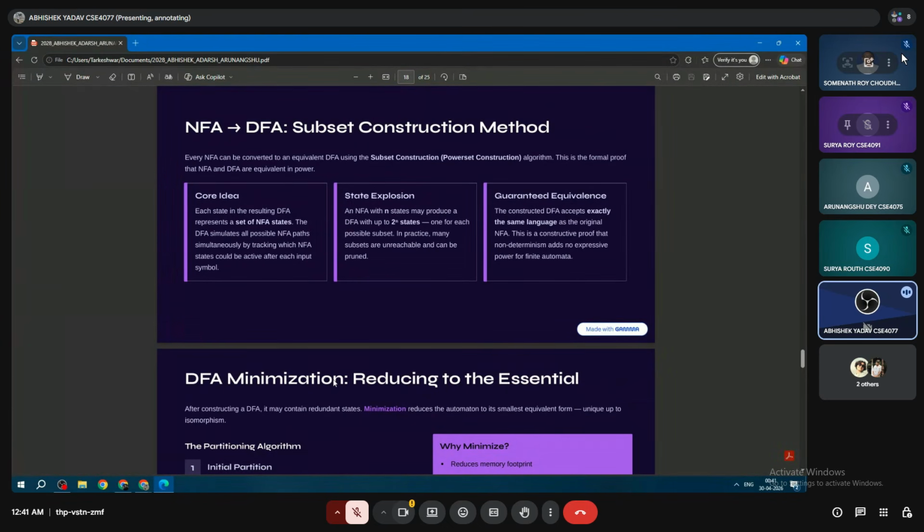Then we have state explosion. What is state explosion? An NFA with n states may produce a DFA with up to 2 to the power n states, one for each possible subset. In practice, many subsets are unreachable and can be removed. Then we have guaranteed equivalence. The constructed DFA accepts exactly the same language as the original NFA. So this is a constructive proof that non-determinism adds no expressive power for finite automata.